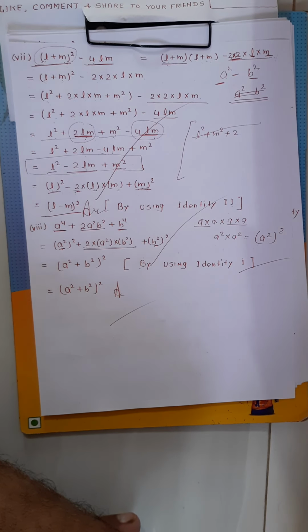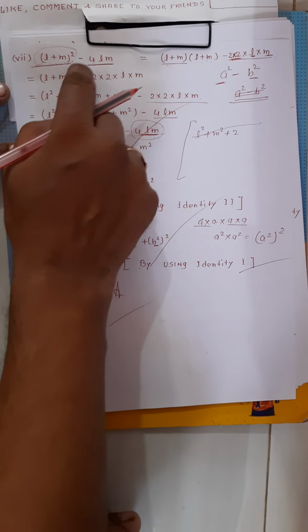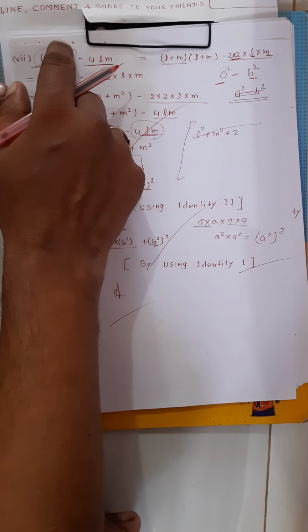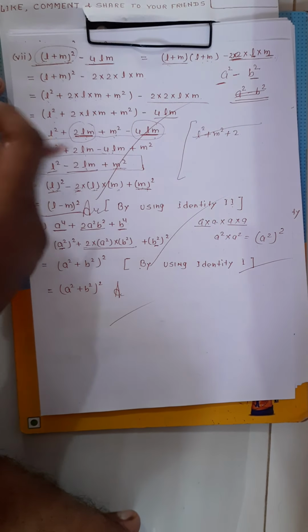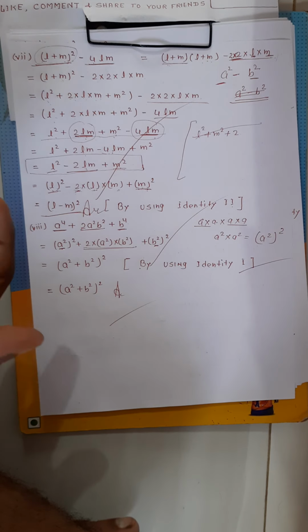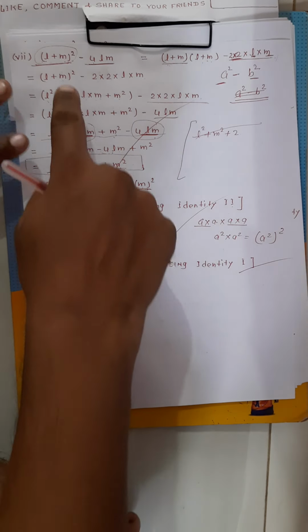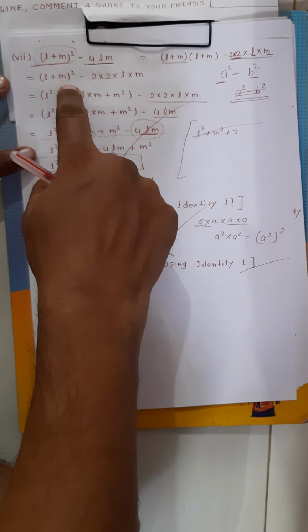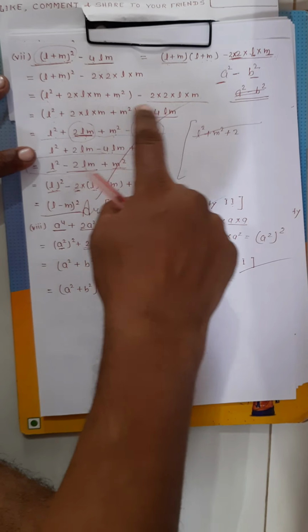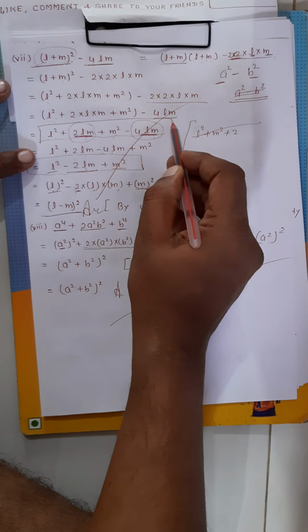Then that's why we expand this value. First of all, we expand this value, because no identity can be used here, the regrouping method cannot be used here, and no common factor can be taken out. So first of all we expand it. Okay, when we expand it, again we have reached 4 terms.